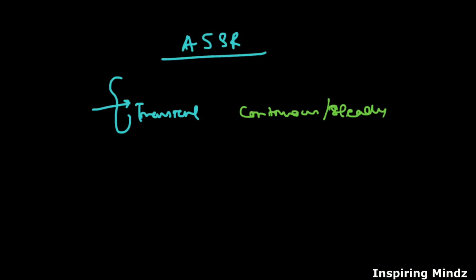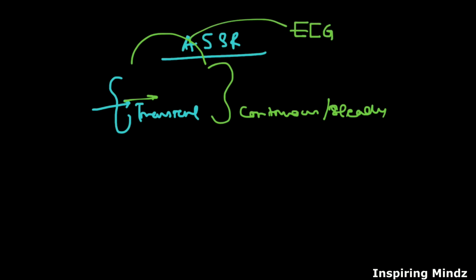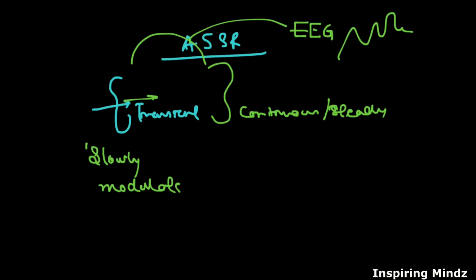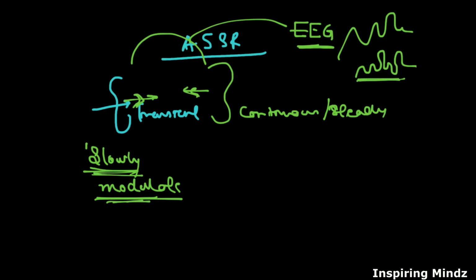When the sound is given, EEG is recorded. Now we will slowly modulate the sound. And by this sound modulation, there will be change in the EEG, only if the patient is able to hear the sound. If the patient is able to hear the sound, then the slow modulation in the sound will cause change in the EEG. And this is the principle of auditory steady state response.